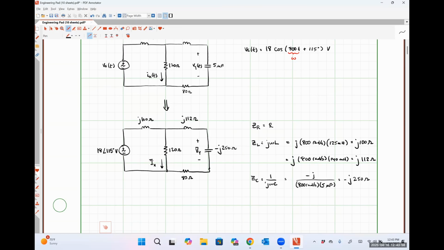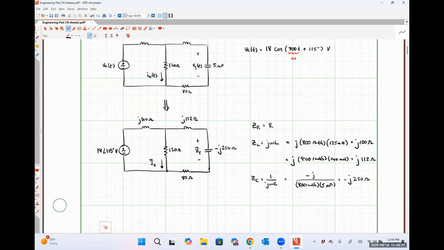Another way, when I was looking at this thing, I thought about doing voltage division to find the voltage drop across the 120 ohm resistor in parallel with that series combination of elements on the right-hand side. That would allow me to do Ohm's law to get Ix, and then a second application of voltage division to get the Vy that we're looking for.